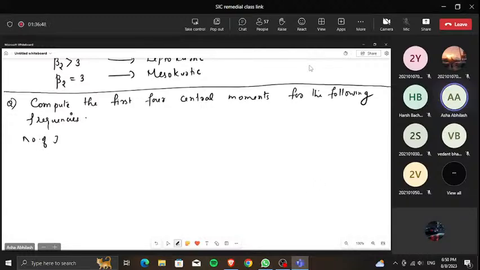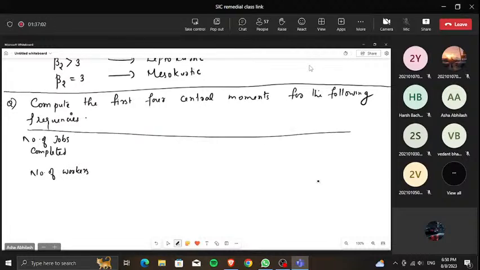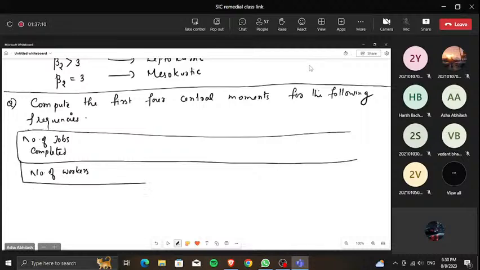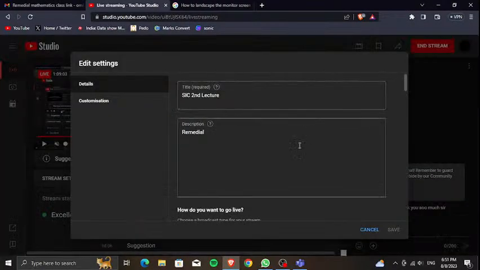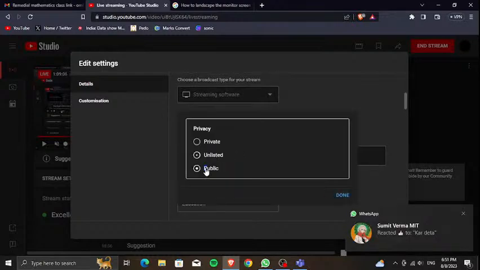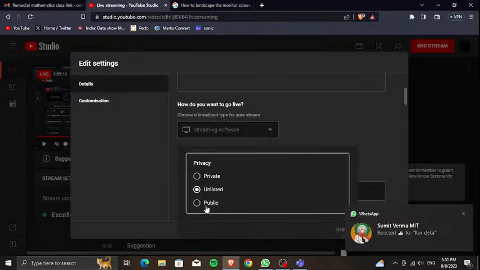Number of jobs completed: 0 to 10, 10 to 20, 20 to 30, 30 to 40, 40 to 50. Number of workers. So these are the data given over here.